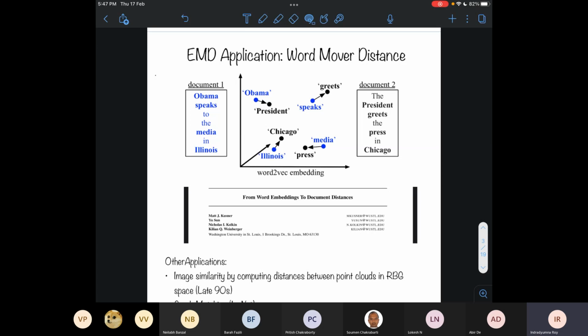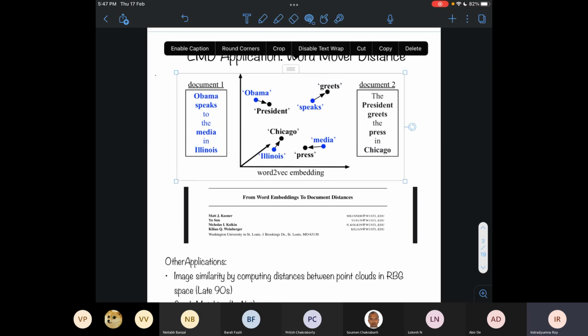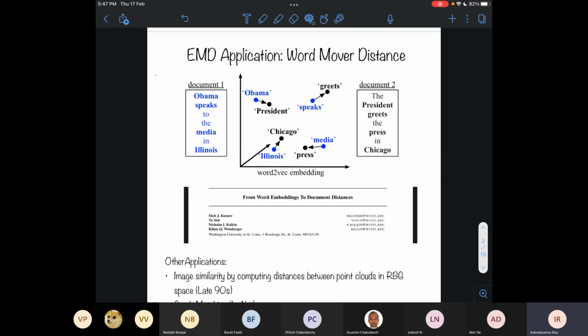The way to do that is well known. It's the word embedding technique, where you can see that since it's an earlier paper, Obama is being mapped closer to president. This is no longer true. But the embedding for speaks is closer to greets and so on. And the similarity between those two sentences would be the sum of the minimum mapping between the words in each of the sentences in the embedding space.